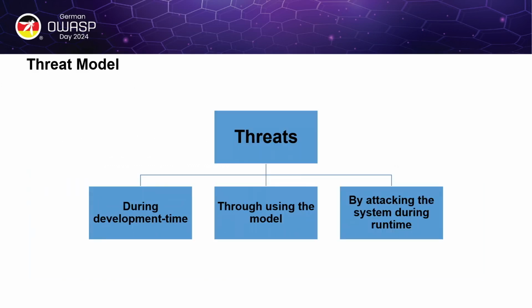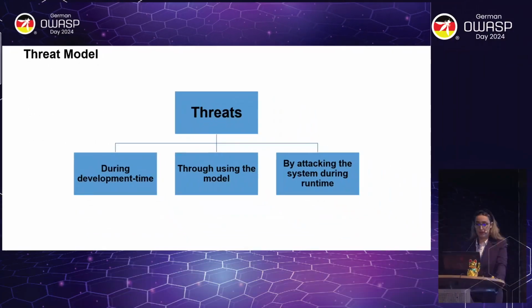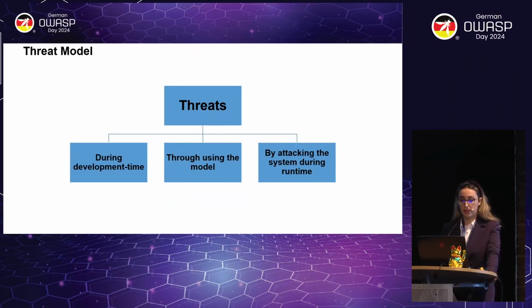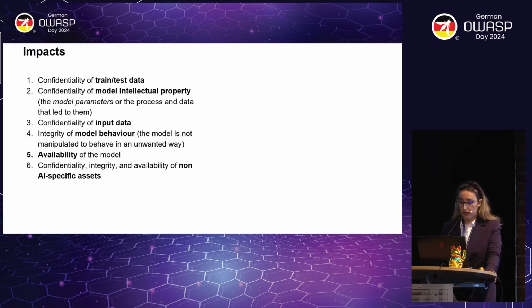We distinguish three types of threats. The first one would be during development time. The second one would be through using the model. And the third one would be by attacking the system during runtime. We have categorized impacts into 6 different impacts: confidentiality of the training test data, confidentiality of model intellectual property, confidentiality of input data, integrity of the model behavior, availability of the model, and confidentiality and integrity of non-AI specific assets.